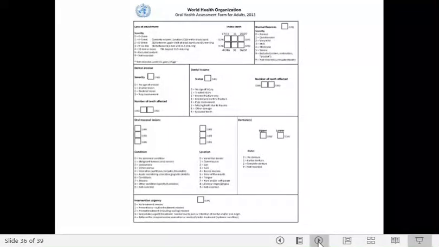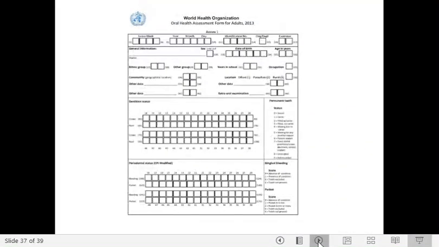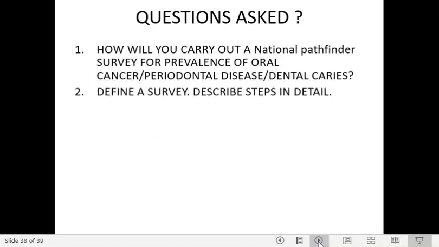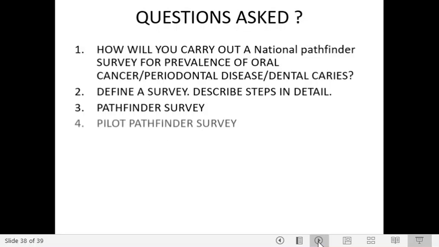So this is the WHO form which is there, and these are the various questions which are asked to you in your final year exams which you need to know about. So that brings us to the end of the topic.